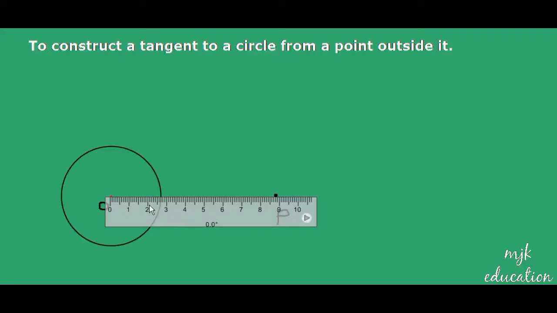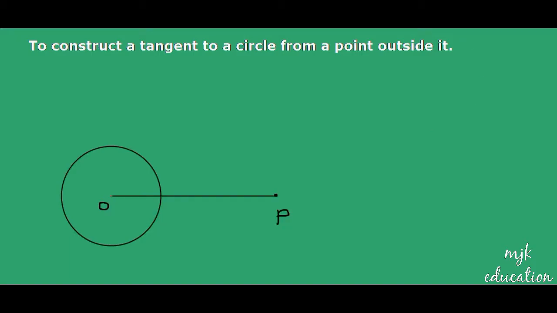So let us learn how we have to construct a tangent of a circle from a point that is given outside. So here P is the point which is given outside. I have taken a scale, and from the center O you have to make a line like this till the point P. The point P can be anywhere outside the circle, either 1 centimeter, 2 centimeter, whatever. So what will be the next step?